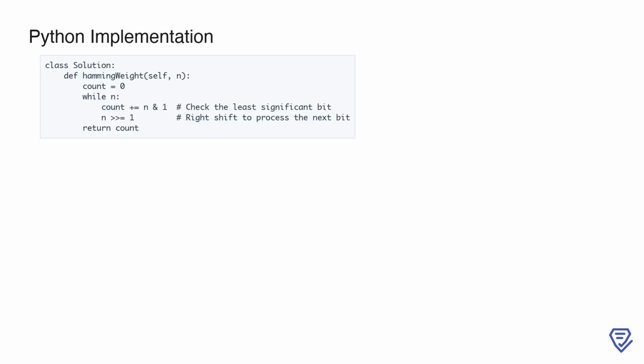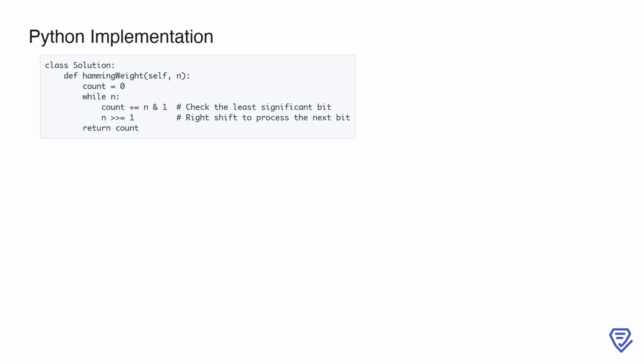Inside the loop, we use the bitwise AND operator to check whether the least significant bit, the rightmost bit, of n is 1. If it is, the result of n & 1 will be 1, and we increment count by 1. If the bit is 0, the result of n & 1 will be 0, and count remains unchanged. After processing the least significant bit, we right-shift the bits of n by 1 position using the right-shift operator. This effectively discards the least significant bit that we just processed and moves the next bit into position for evaluation. The process repeats until all bits have been processed, which happens when n becomes 0. Finally, we return the value of count, which contains the total number of 1 bits in the binary representation of the input integer.